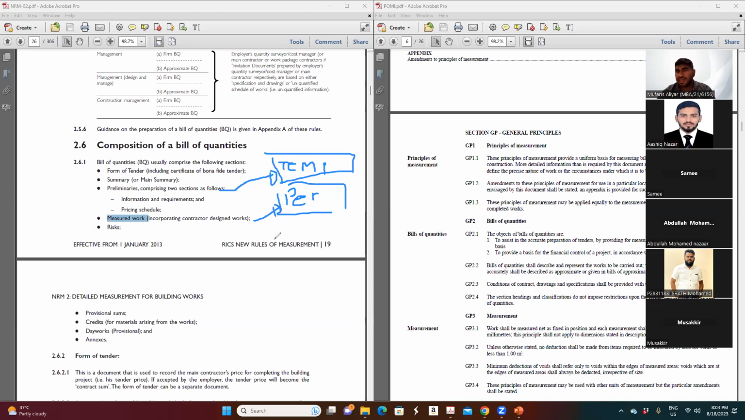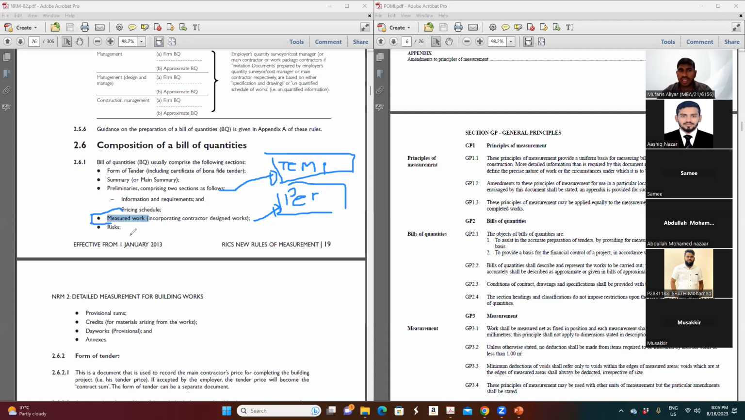For example, whatever the work is related to the permanent works, excavation, concrete, block work, MEP, everything, you are measuring now. You are putting the unit, meter cube, meter square, number, linear meter, whatever it is. So you are measuring. Those are called measured works and come under the permanent works. We call it a measured work.